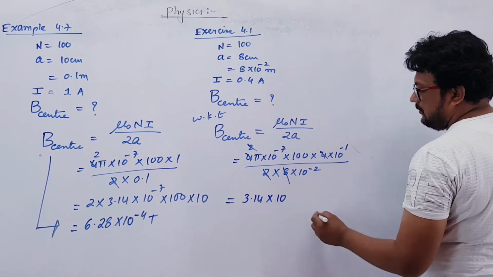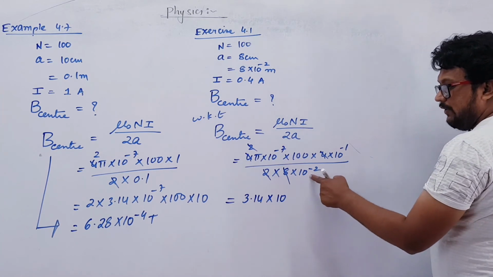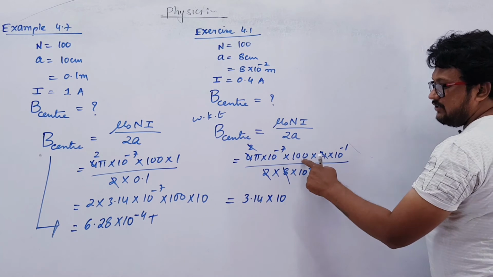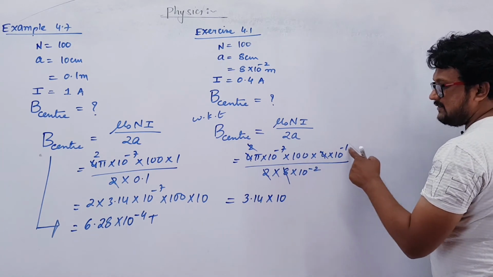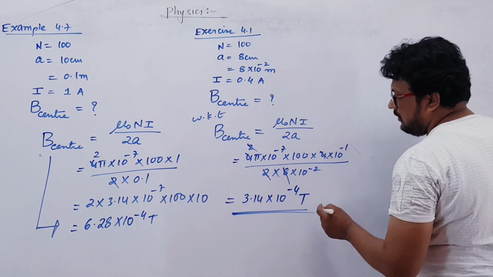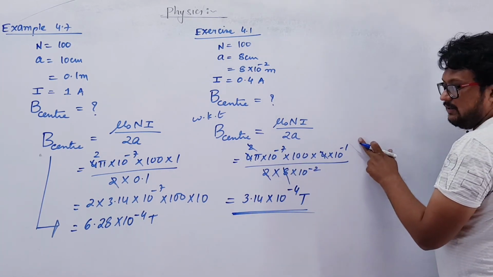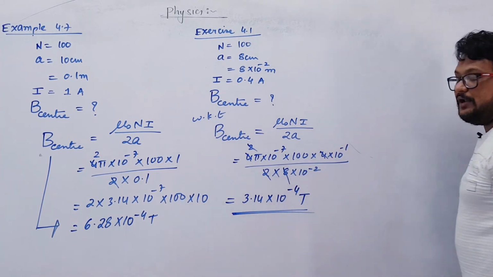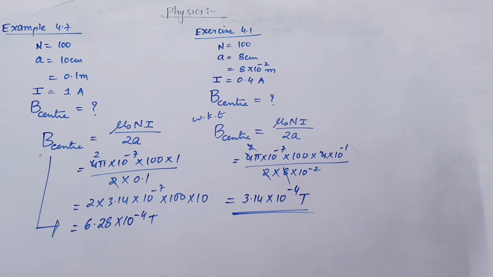10 to the power, look, minus 2 will move up, so plus 2, this is 100, so plus 4 minus 8, is 10 to the power minus 4 Tesla. Minus 7 minus 1 is minus 8, minus 8 plus 2 is minus 6, minus 6 plus 2 is 10 to the power minus 4. So answer will be 3.14 into 10 to the power minus 4 Tesla. Clear? Again pause this and copy this.